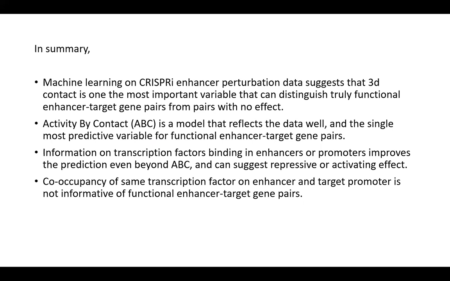So to summarize, machine learning on this CRISPR interference enhancer perturbation data set suggests that 3D contact is one of the most important variables that can distinguish truly functional enhancer target gene pairs from pairs with no effect. And the activity by contact model reflects the data very well. If you include it, it's going to be the single best, most predictive variable. Information on transcription factor binding improves the prediction, and it can suggest whether it's a repressive or activating effect.